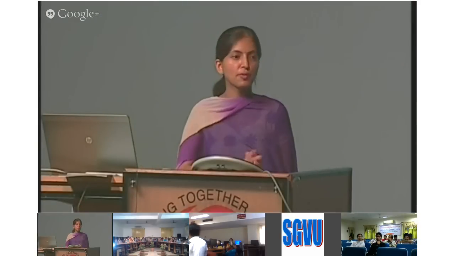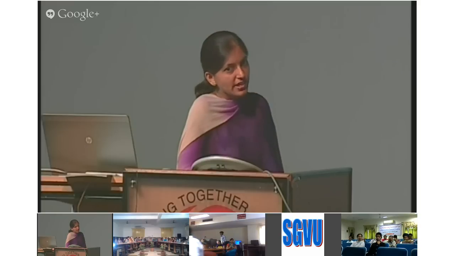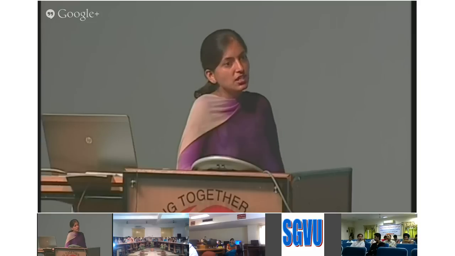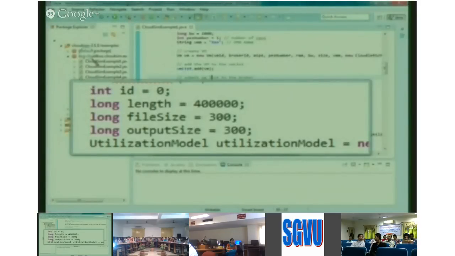What can be the properties of cloudlet? First property is its ID. Second property is its length. Length means this many billion instructions. Right. File size is, what is the file size of cloudlet? Because it is an application, it is a task, so what is the file size? Then output size, when it is processed by the scheduler, when it is processed by the resources, what will be the output file size?